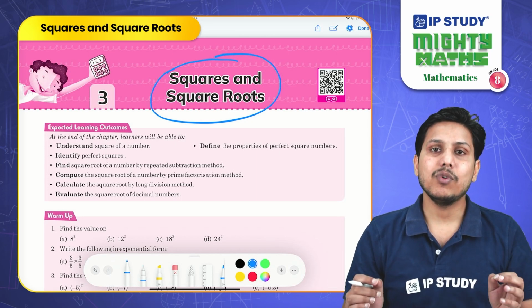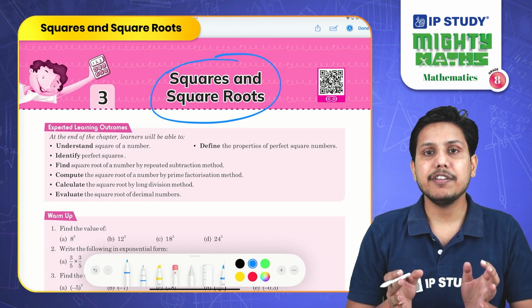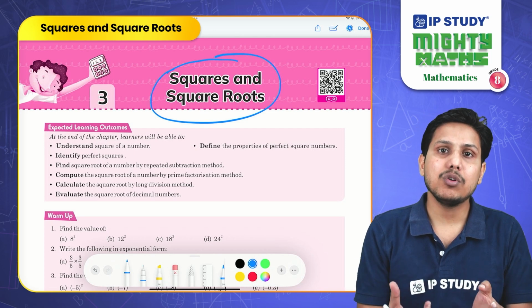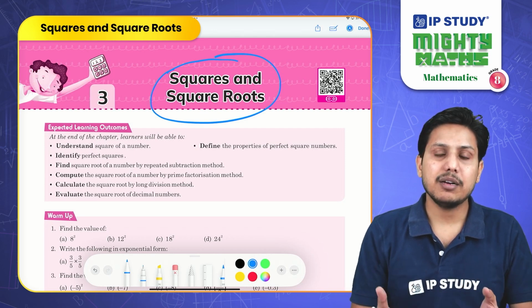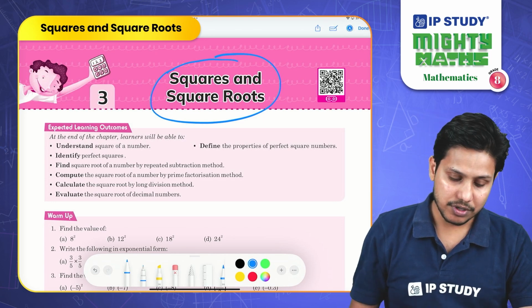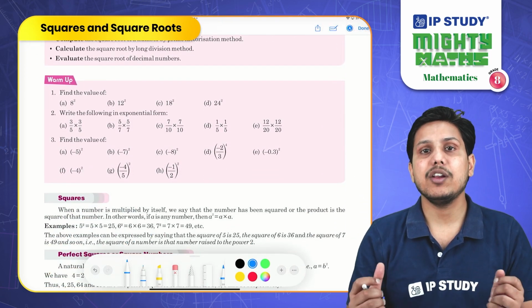So we'll see what is the meaning of square of a number. Then we'll see how to check if a number is a square or not. Then we'll see how to find the square root of a number. And in the later part of the video, we'll see how to find the square root of a decimal number also. So first of all, let's start with the concept: what is the meaning of square of a number.